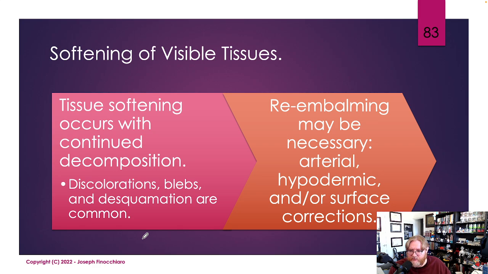Tissue softening occurs with continued decomposition. Discolorations, blebs, and desquamation are common, so blebs are little water-filled blisters. Re-embalming may be necessary. You're absolutely going to be doing some surface treatments because things are going bad. You need to get it under control.